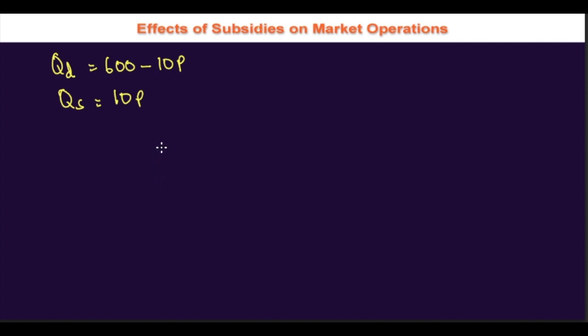Let's take a simple equation to illustrate the effects of subsidies on market operation, both demand and supply. So here in this equation, quantity demanded equals 600 minus 10p and quantity supplied equals 10p. Now there has been a subsidy, a unit subsidy being imposed at 10 rupees. So what happens to the demand and supply equation?